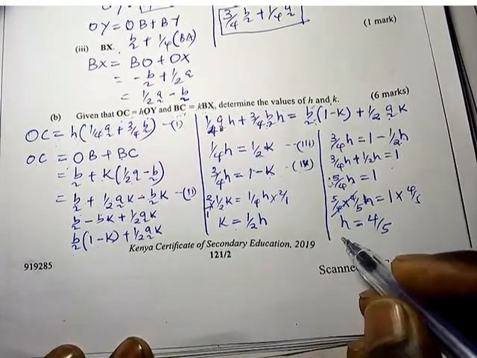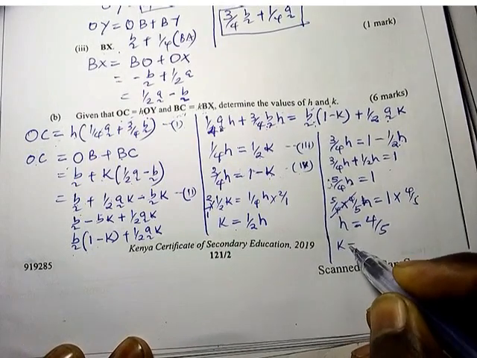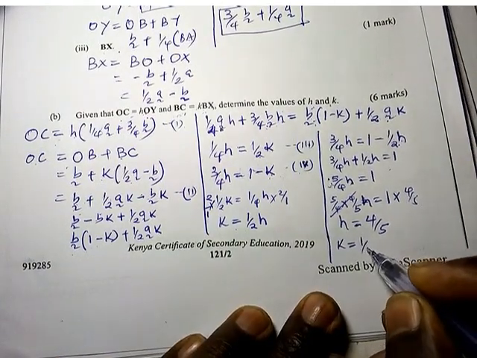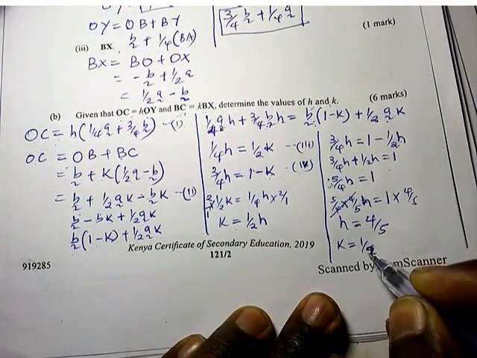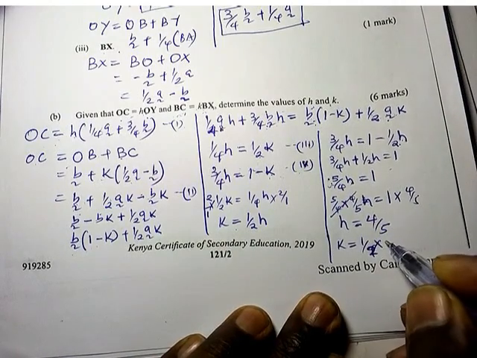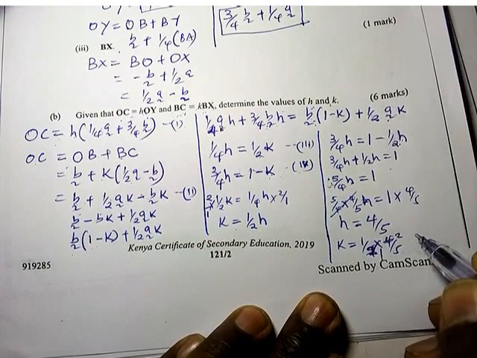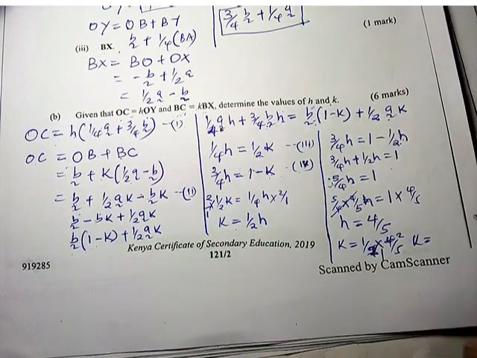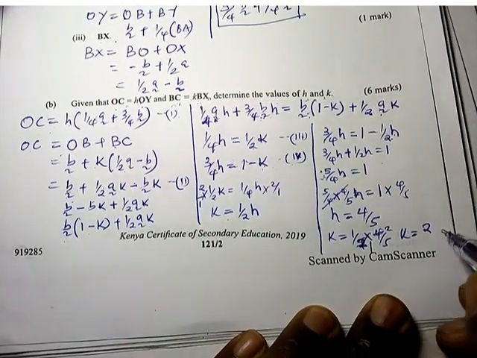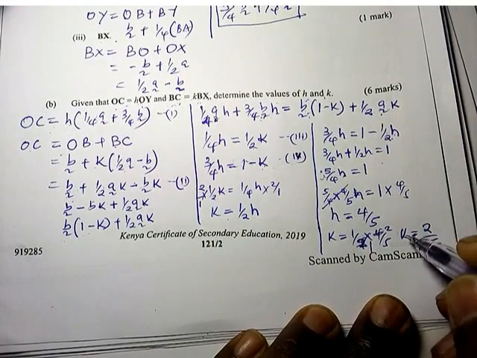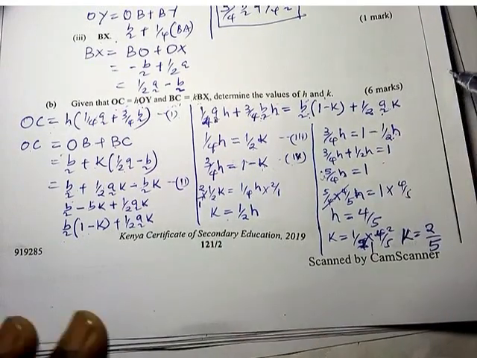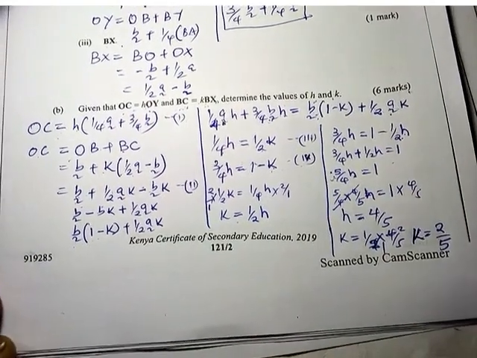Now what will be K? K is equal to 1 over 2 H, but our H is 4 over 5. 1 over 2 times 4 over 5. Here one time, here two times. So K is equal to 2 over 5. And now you are done, getting your 6 marks.